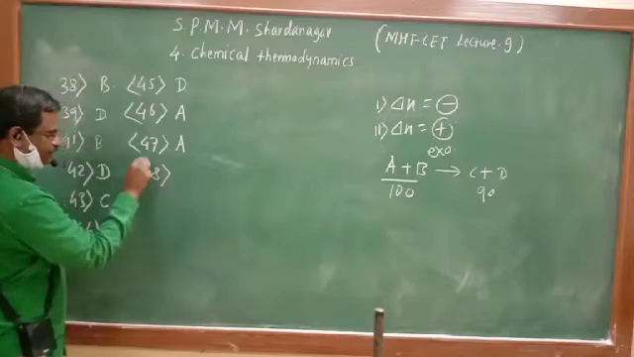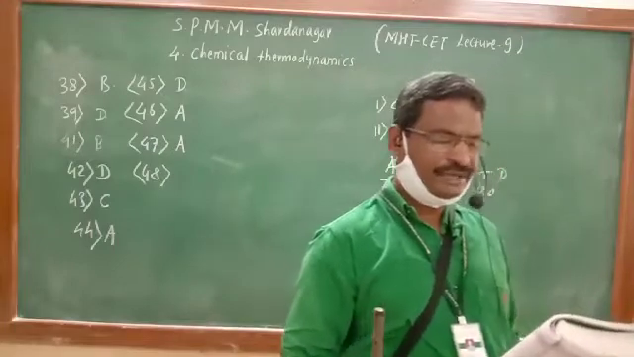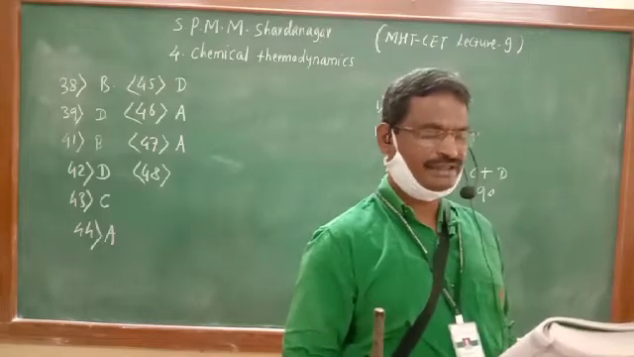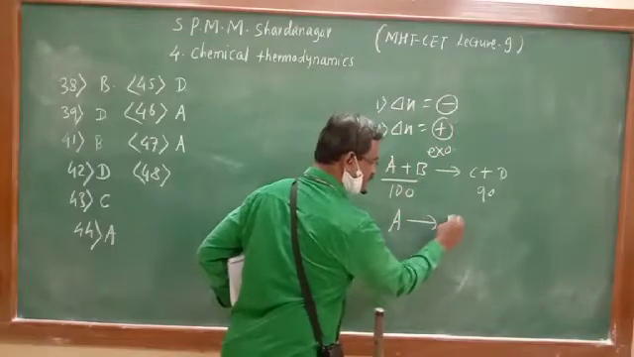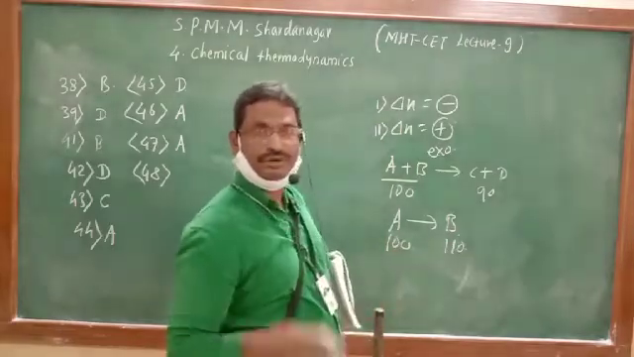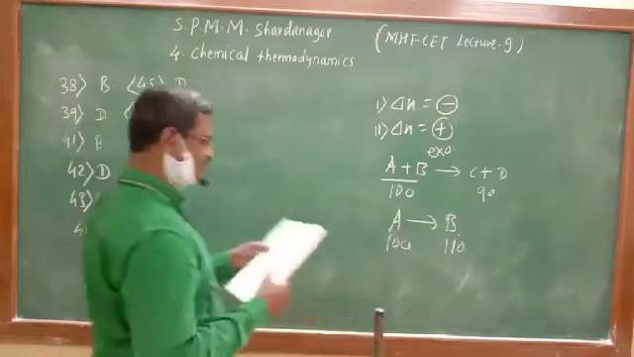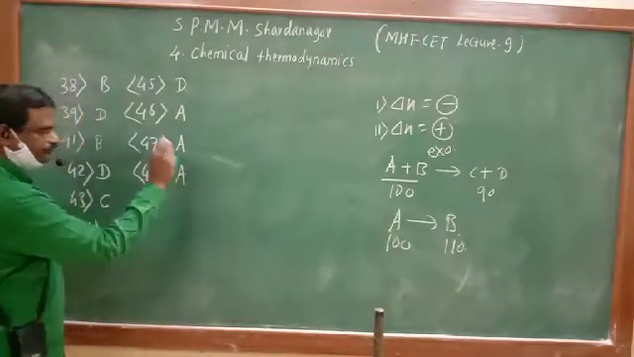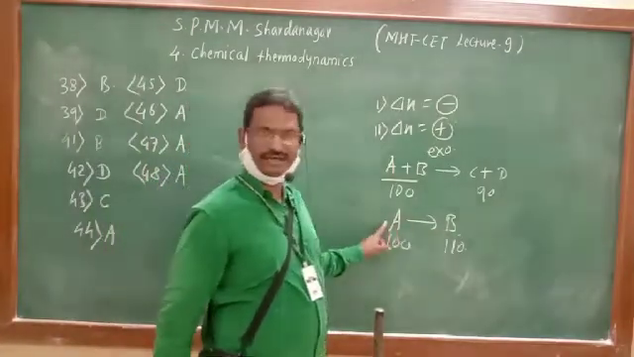Question number 48. If the enthalpy of B is greater than A, the reaction A to B. Enthalpy of B is greater than A. The reaction is A to B. This is 110 and this is 100. So what is the nature of this reaction? Endothermic reaction. Let us see the options: endothermic, exothermic, instantaneous, spontaneous. Here A, it is an endothermic change because B has greater energy than A.